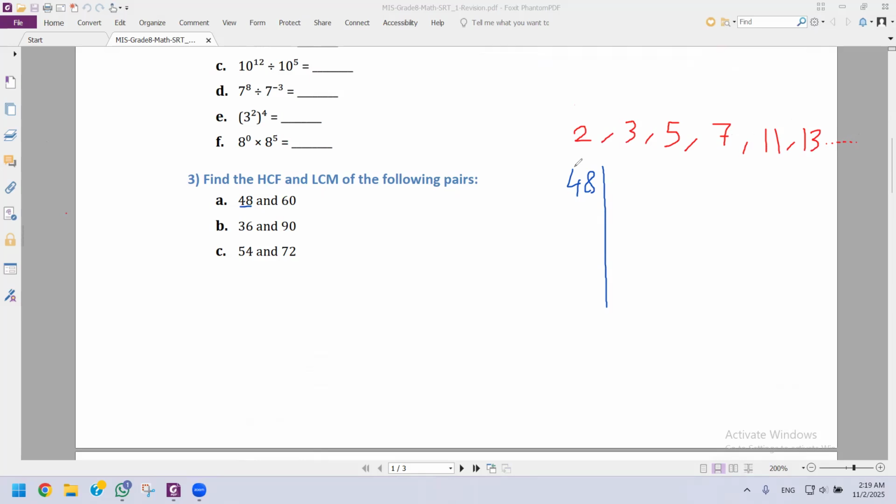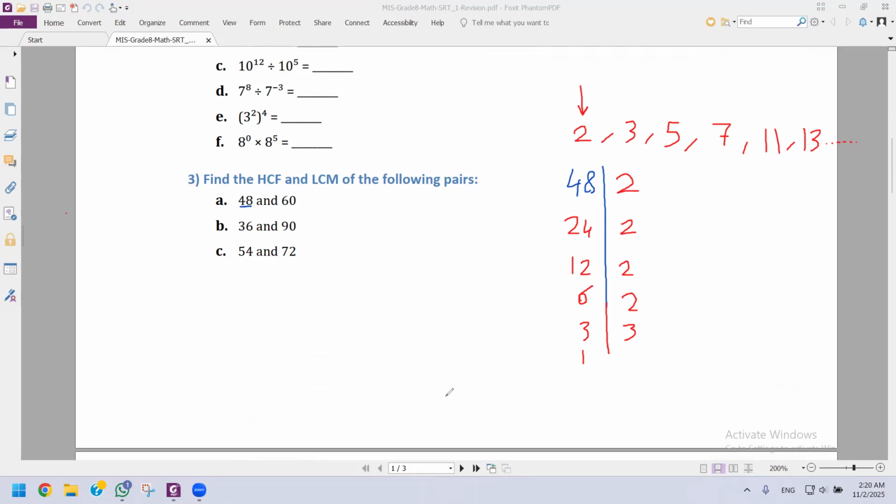Now I will divide 48 by the prime numbers. How? In order. So I check first 2. Can I divide 48 by 2? Yes, I will write it here. 48 divided by 2, 24. I continue. Can I divide by 2? Yes, it's even. 24 divided by 2, 12. Can I divide it by 2? Yes. What is it? 6. We continue till it's 1. 6, can I divide by 2? Yes. What is it? 3. 3 is already a prime number. I can't divide it by 2, so I have to divide it by 3. 3 divided by 3, 1.